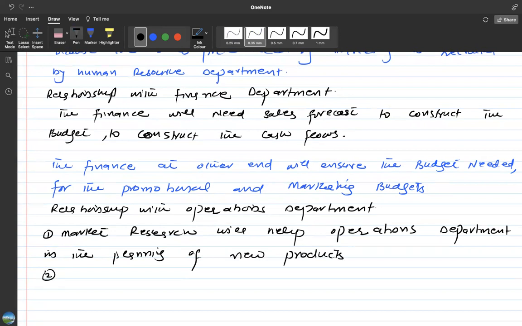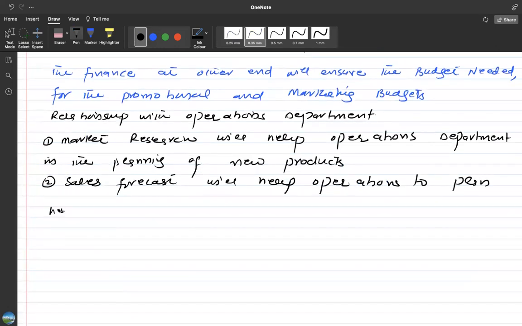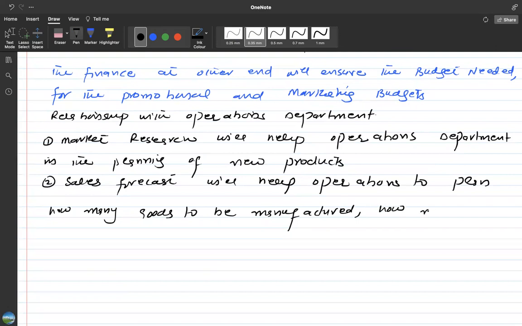Secondly, sales forecast will help operations to plan how many goods to be manufactured, how much raw material to be purchased, etc.